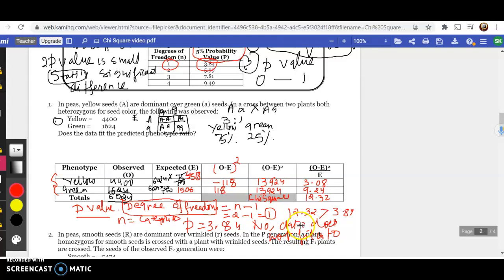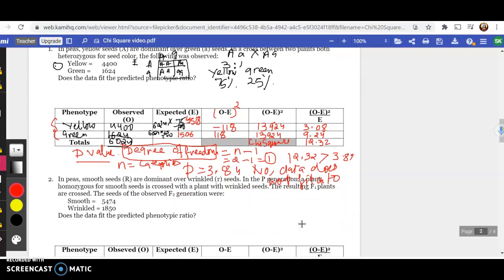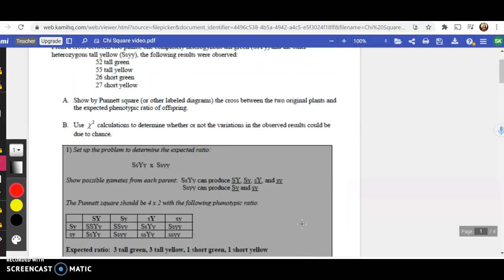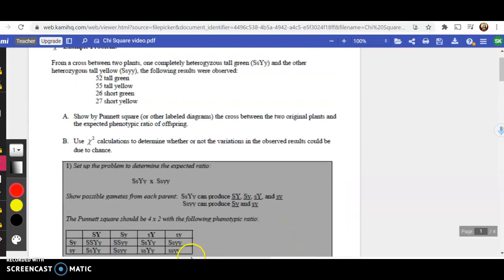So I'm going to talk about how you can use the chi-square in hypothesis testing, but you can use this video to solve other problems in the worksheet. So hope this works out for you.